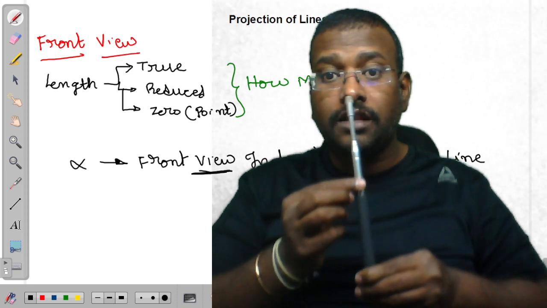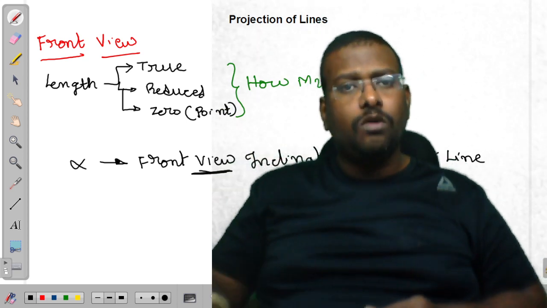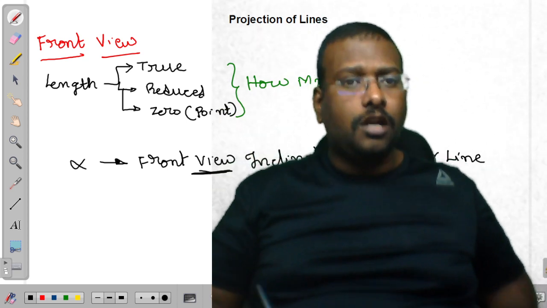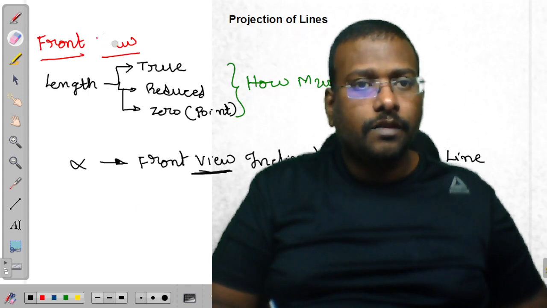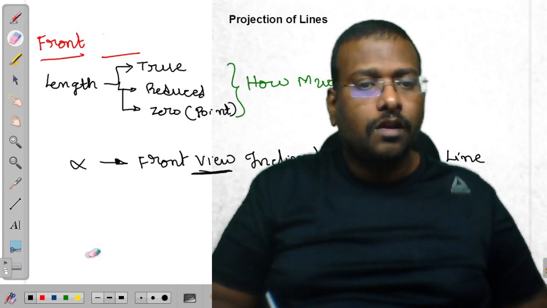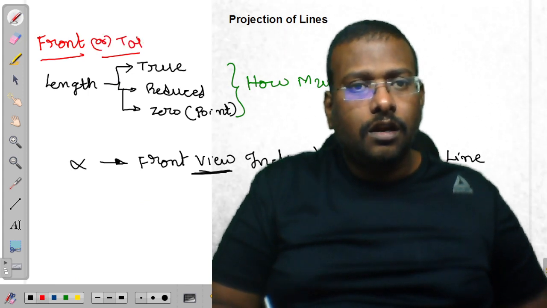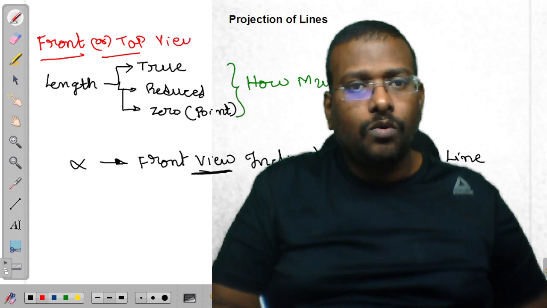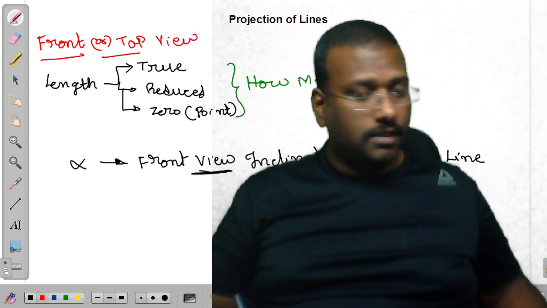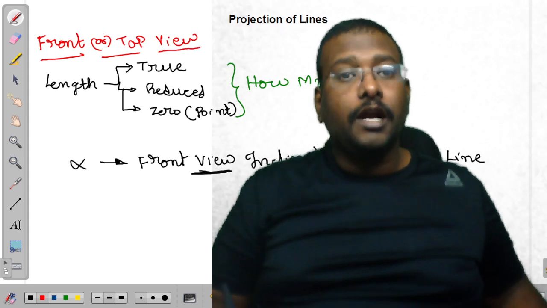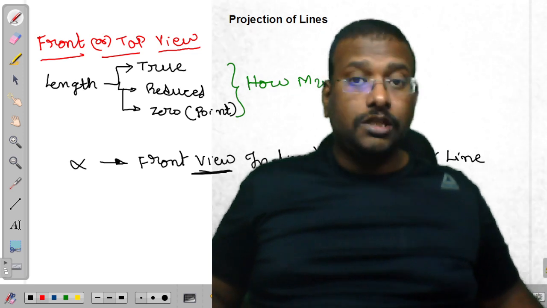Now you rotate it like this. Viewed from the top, it appears as a point. So in the top view, the length may be the true length, or it is reduced, or a point. Is it clear? But what about the inclinations in the top view?